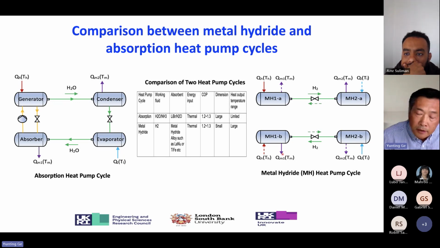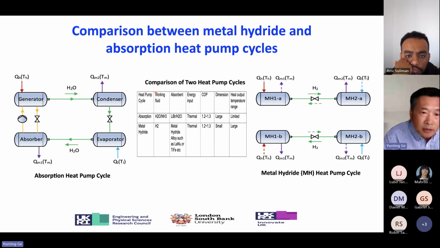For the next half cycle, to continue to produce a medium temperature heat output, you just swap the high grade heat source and low grade heat source to different reactors, and also the heat output as well, so that the system can operate continuously. So I think I have given you a brief introduction about the difference between these two heat pump systems.